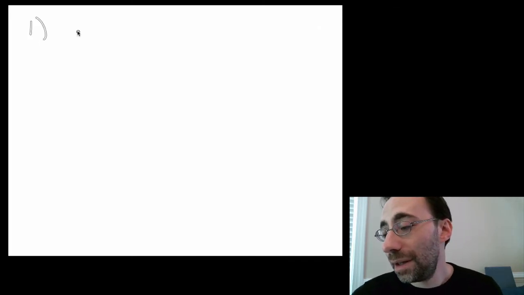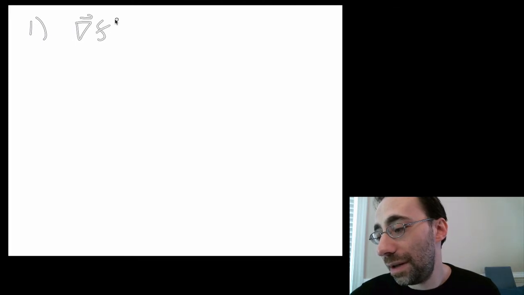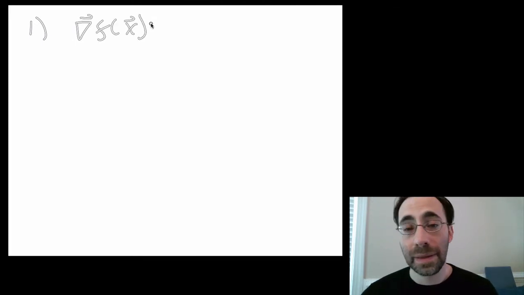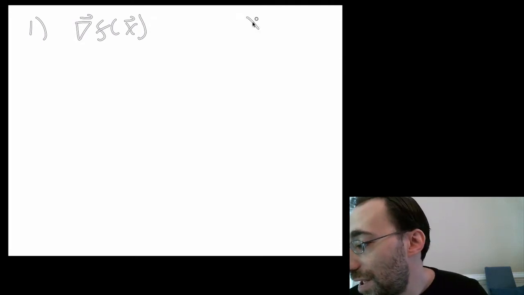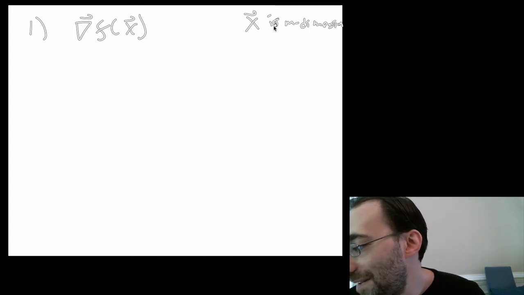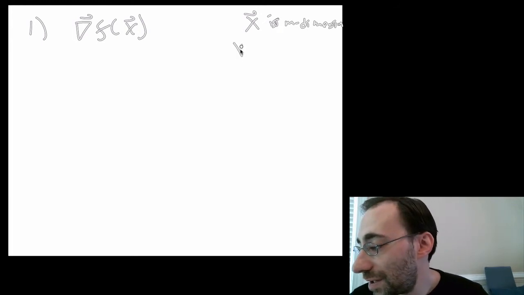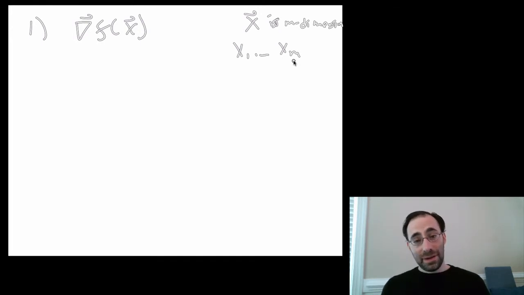Step 1, compute the gradient of your function. This is the exact same analog to computing the first derivative of your function, except now you're computing the partial derivative for every component of x. If x is m-dimensional, so there are m dimensions in x, x1 through xm, there will be m components to your gradient. That's step 1.